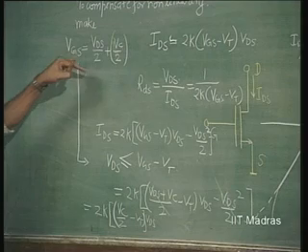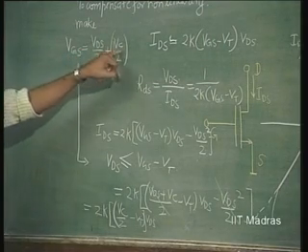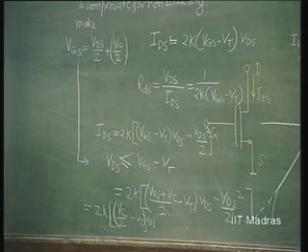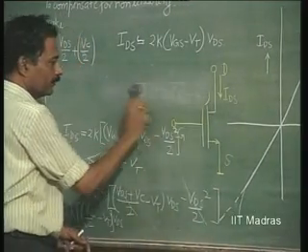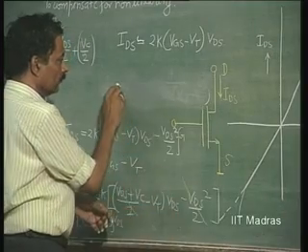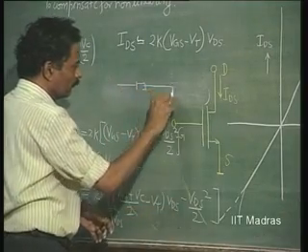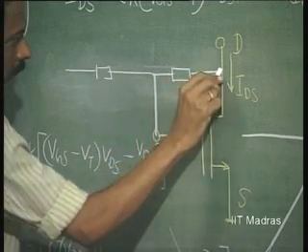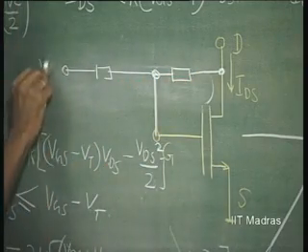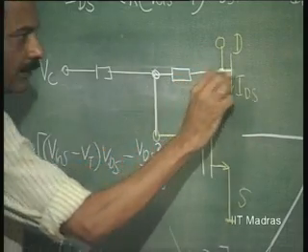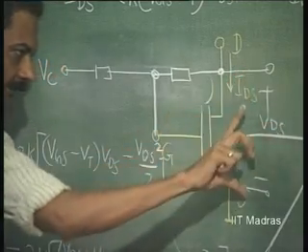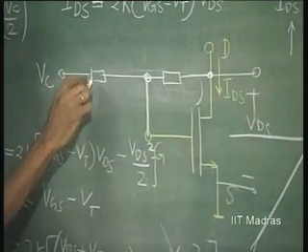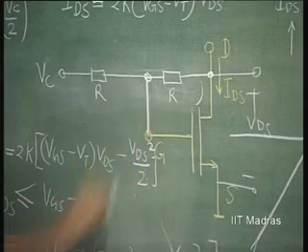Now, what is the circuit that will give you VGS, which is VDS by 2 plus Vc by 2? A simple resistive attenuator. Okay? Let us see how it looks. This voltage is VDS. This is Vc. So, I put equal resistors R and R. This is anyway the gate.